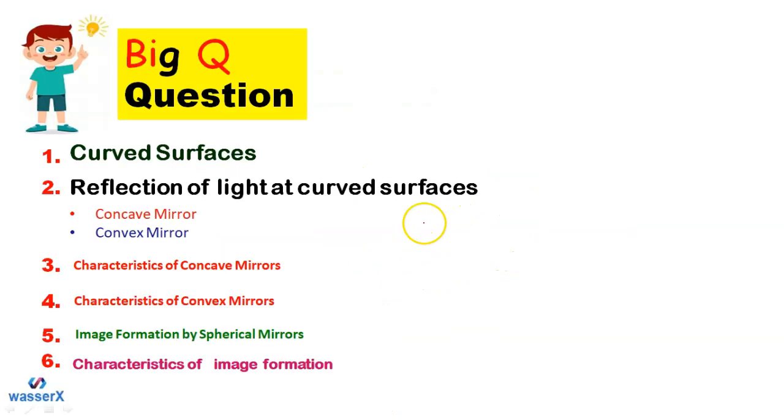So in part number 5 we are having these big questions. In today's class we are going to discuss the first one here, which is curved surface, right? So we'll be studying about the curved surface. Then we have the next big question, which is reflection of light at curved surfaces, and we are going to discuss the concave and convex mirror.